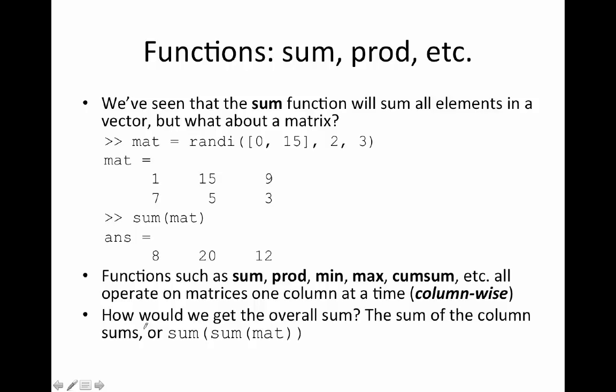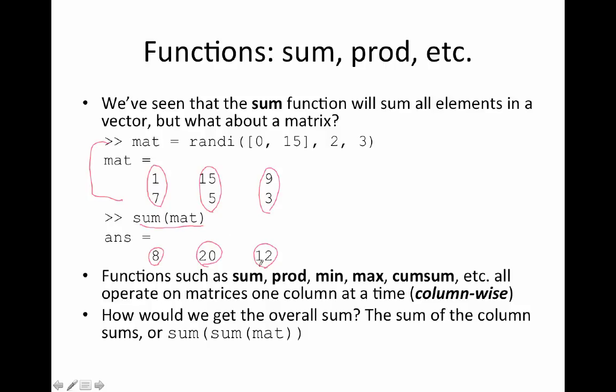So we've seen that the sum function will sum all of the elements in a vector, but what about a matrix? So here's a matrix. It's a 2x3 matrix of random integers, each in the range from 0 to 15. If we say sum of the matrix, notice that what it's doing is giving me the sum of each column. So the sum of 1 and 7 is 8, the sum of 15 and 5 is 20, the sum of 9 and 3 is 12.